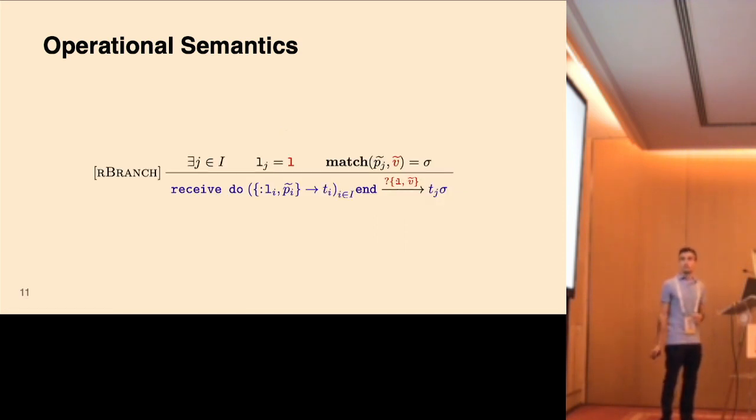So if we look at one example, the receive construct. If you have a receive construct that receives a message labeled L with some payload V tilde, what happens is we compare the patterns from the branches to the values using the match function, so that we extract the substitutions required. So that when this transitions, you end up with T prime, where some of its variables are substituted.